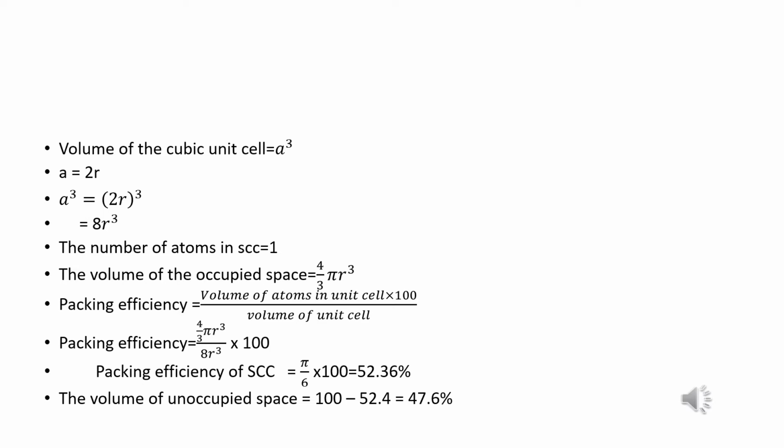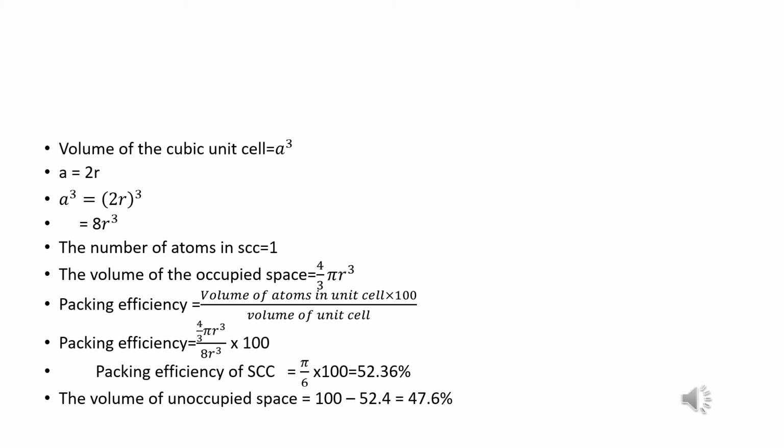Then how many atoms are present in SCC? That is 1. Volume of occupied space equal to 4 by 3 pi r cube. It is the formula of volume of sphere. From this we calculate packing efficiency of SCC. Packing efficiency of SCC equal to volume of atoms in unit cell divided by volume of unit cell into 100. That is 4 by 3 pi r cube divided by 8r cube into 100.